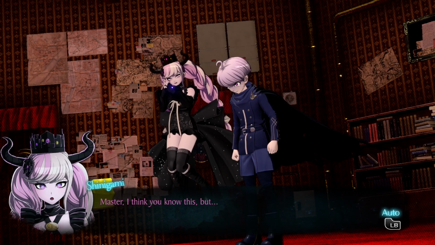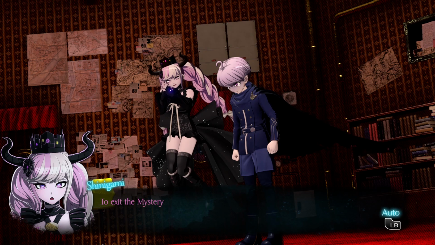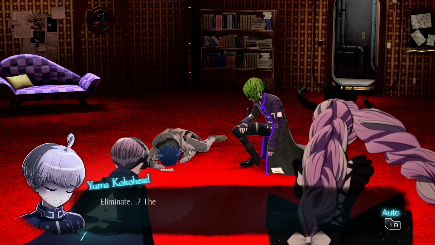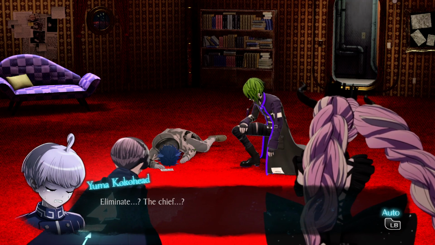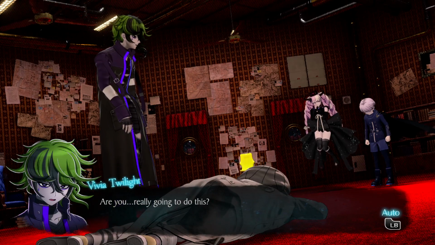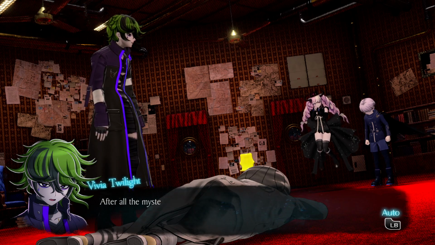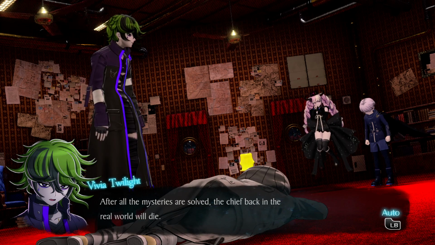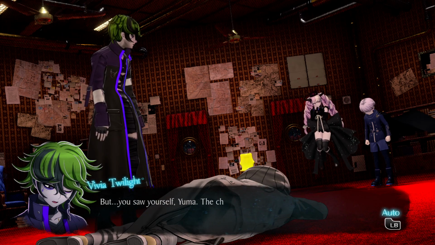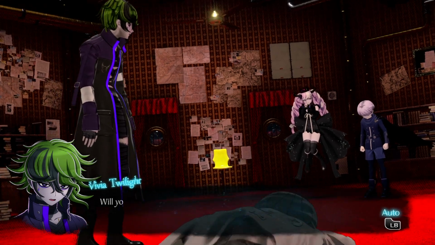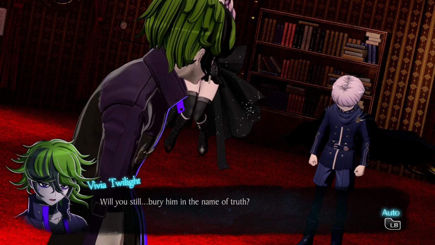Master, I think you know this, but to exit the mystery labyrinth, you will have to eliminate the culprit. Eliminate the chief? Are you really going to do this? After all the mysteries are solved, the chief back in the real world will die. But you saw yourself, Yuma. The chief is already knocking on death's door. Will you still bury him in the name of truth?